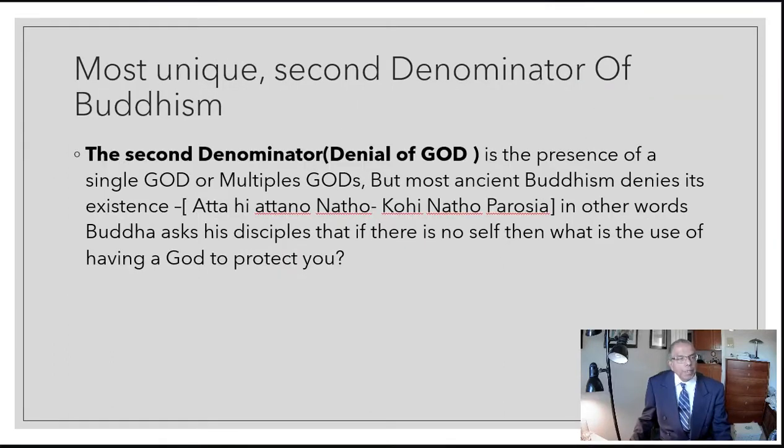Secondly, the most unique second denominator of Buddhism is the denial of God. All religions have a single God or multiple gods, but most ancient Buddhism denies its existence. And Buddha says, Atta hi atta no nato, ko hi nato parosya. In other words, Buddha asked his disciples that if there is no self, then what is the use of having God to protect you? Because you don't have your own self to protect you.